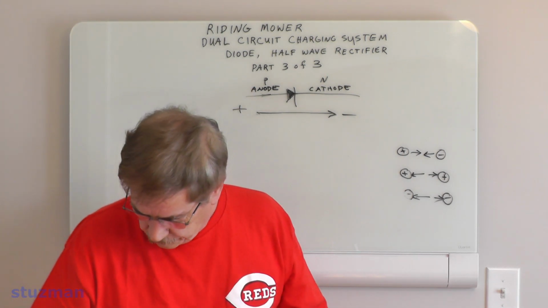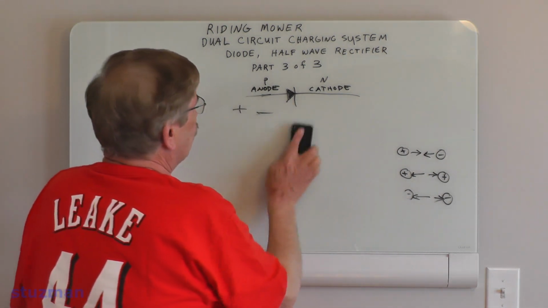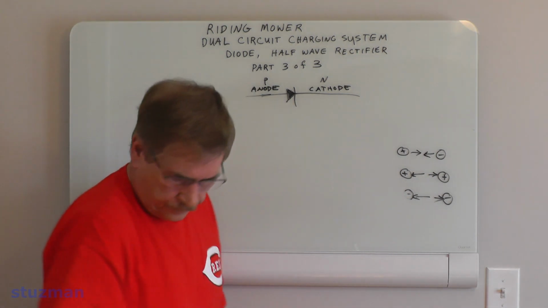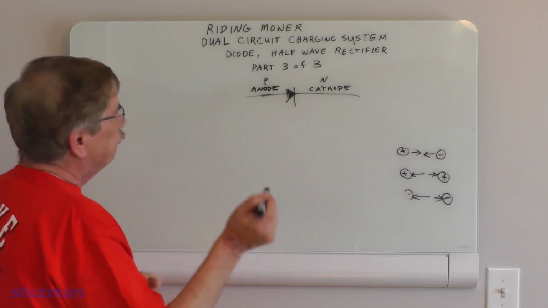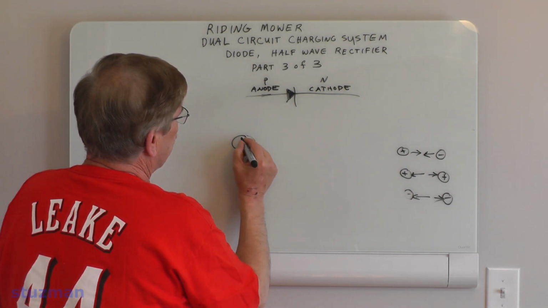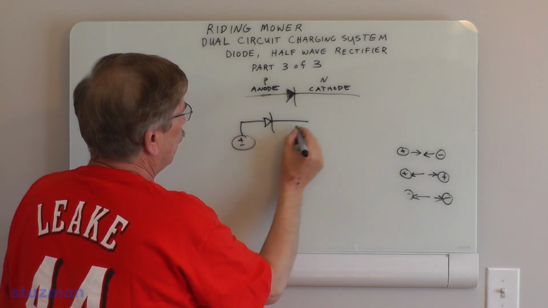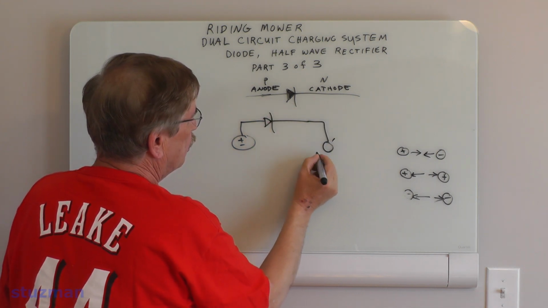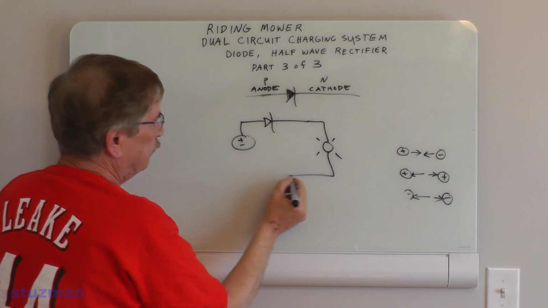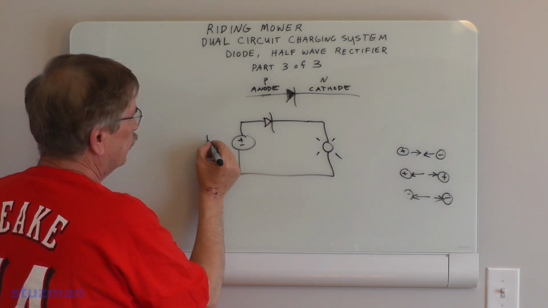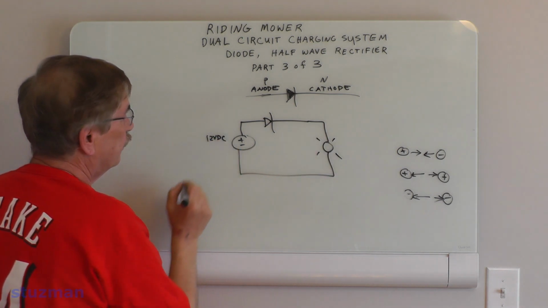All right, let's take a look at an actual circuit. Let's say I have a DC power source. Here's my diode, and here's a load. Let's say it's a little test light. And let's say I put 12 volts DC over here.